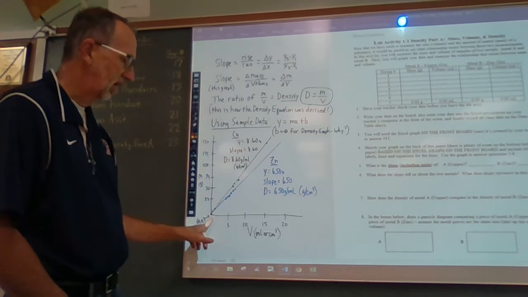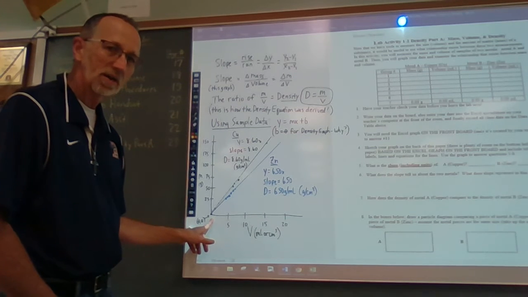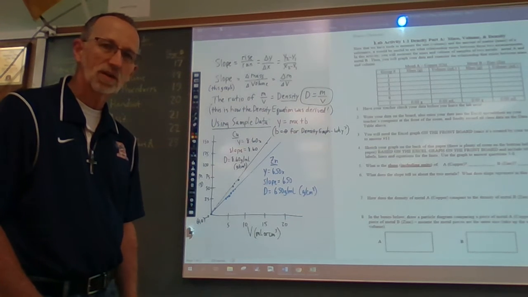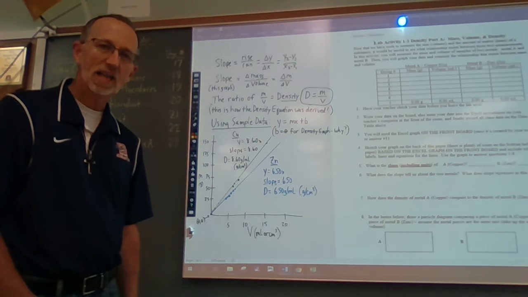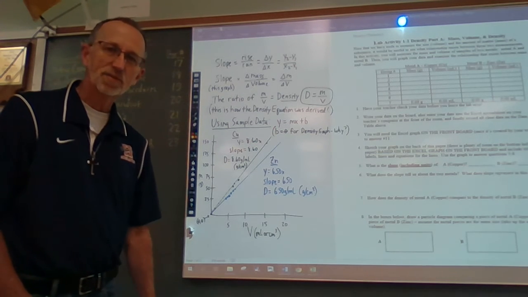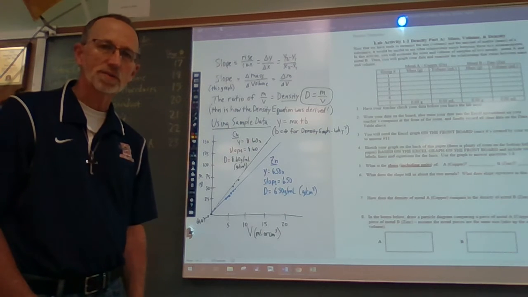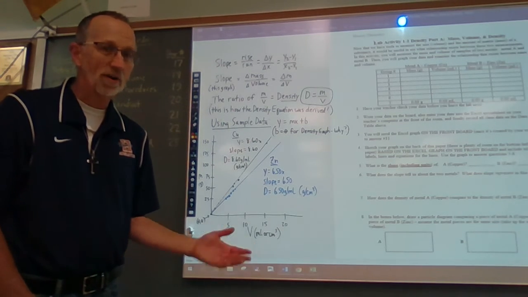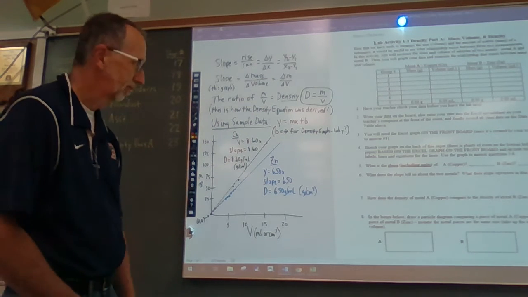And as we said, the y-intercept on a mass versus volume graph is always going to be 0 because, as we said before, 0,0 is a valid point on a mass versus volume graph. Because, again, if there's no particles, then no matter, then no mass, no volume. Okay.